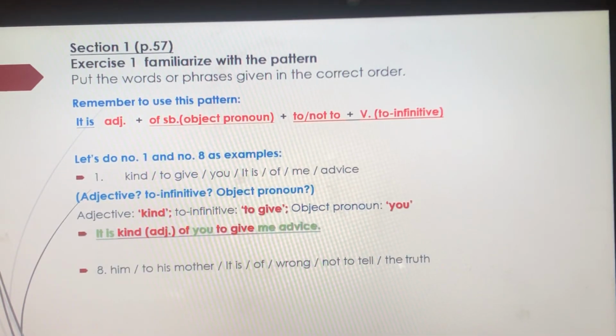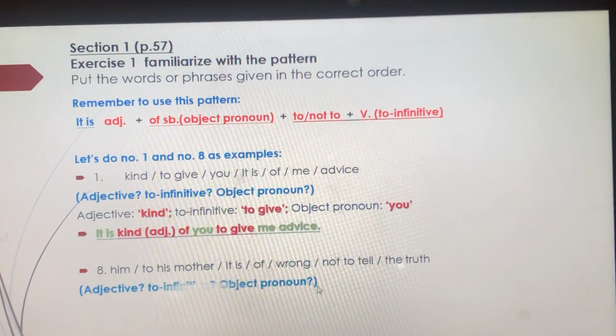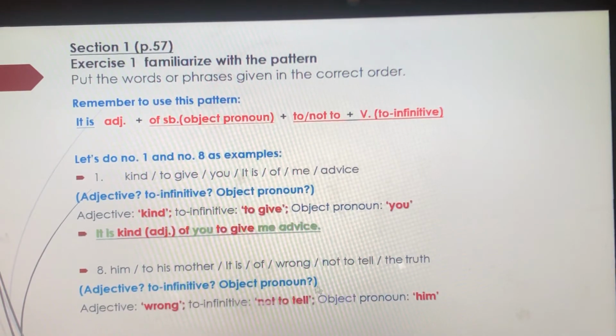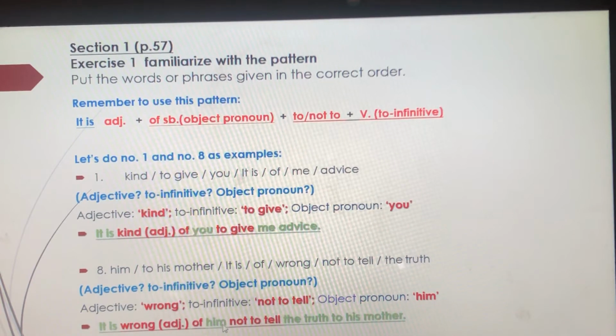Another one, number 8. Okay, him, to his mother, it is of wrong not to tell the truth. So again, it is, right? Begin with, but where's the adjective this time? Okay, let's find out the adjective. The adjective is the word wrong. Okay, not to tell. It is wrong, okay, of him, okay, the object pronoun. Not to tell the truth to his mother, right?